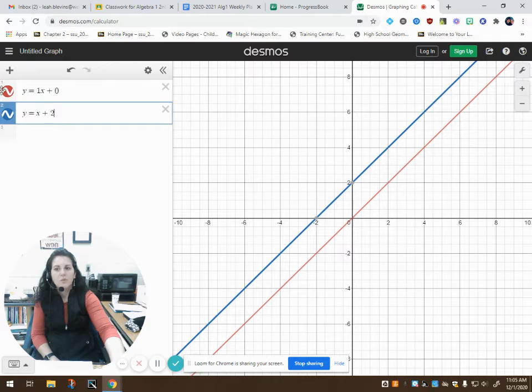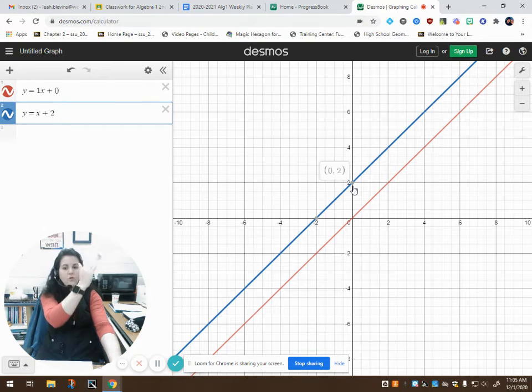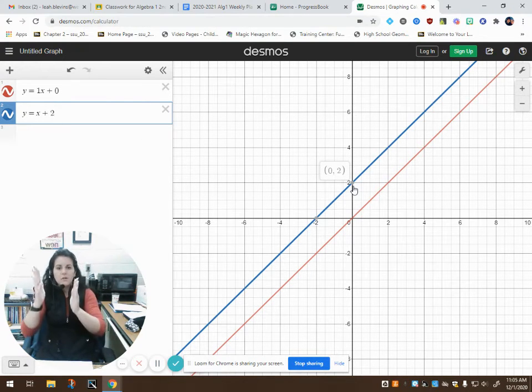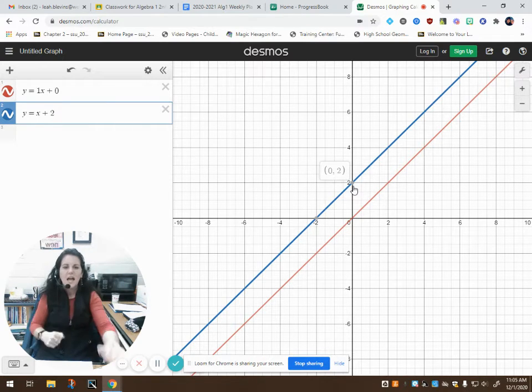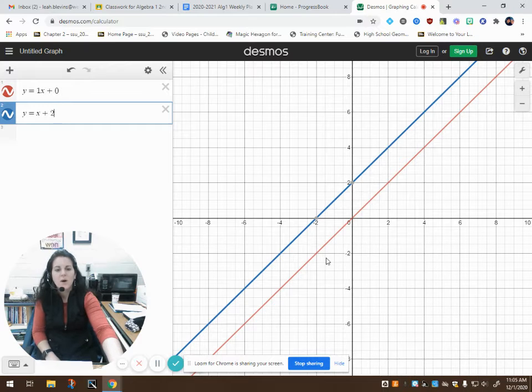Now notice, the blue line and the red line are parallel. They are never ever going to touch each other because they have the exact same slope. They're going up and over at the same rate. The red one goes up as the blue one goes up. They go over, up at the exact same rate. So my lines will never ever touch each other.